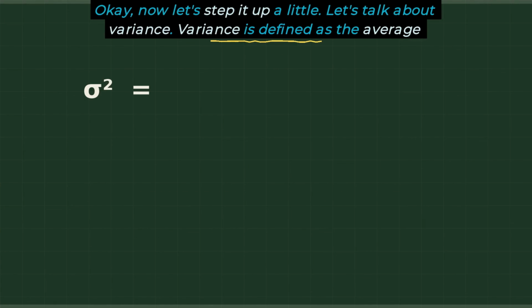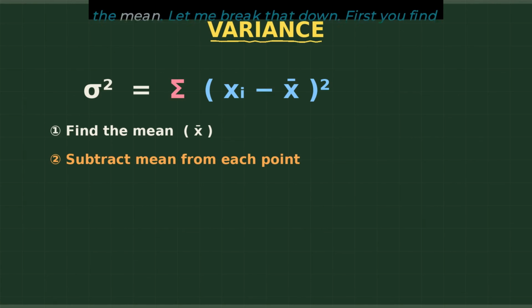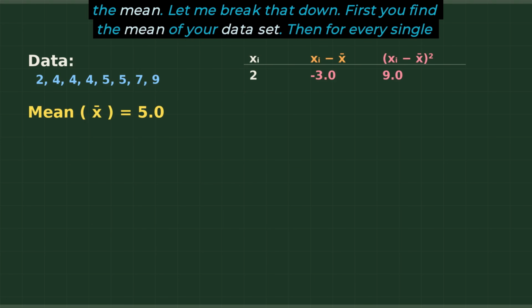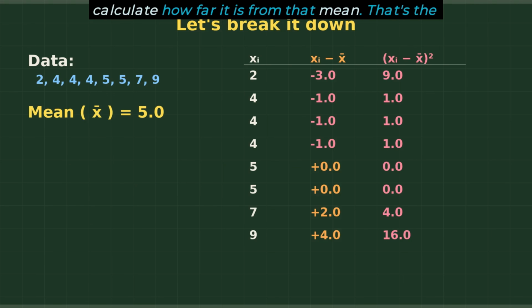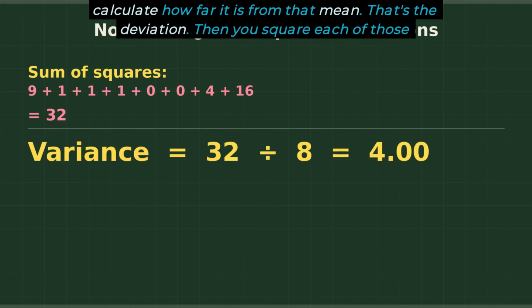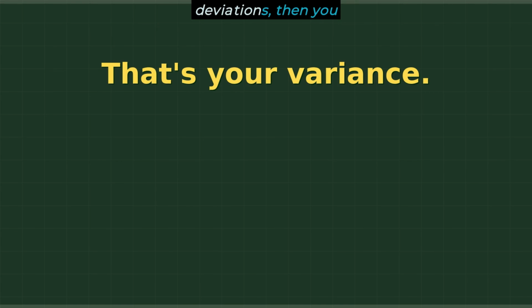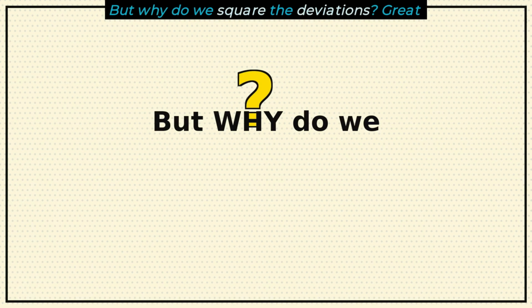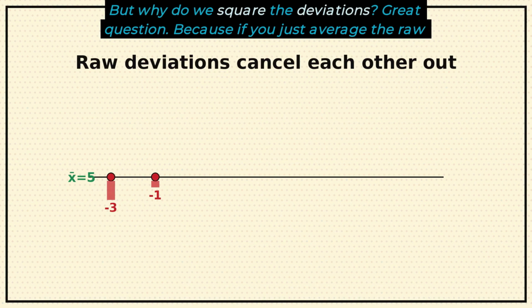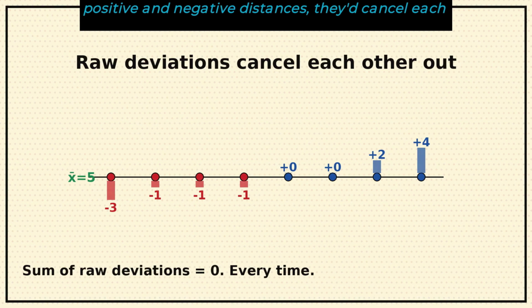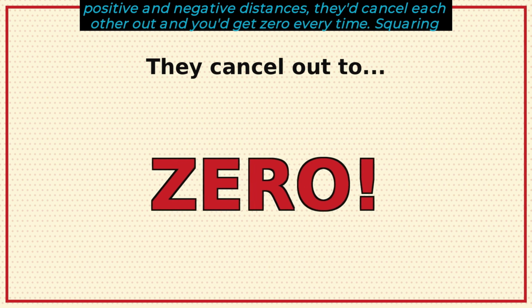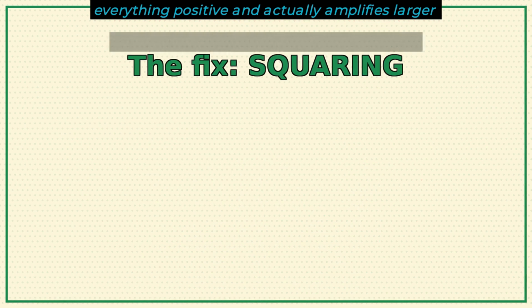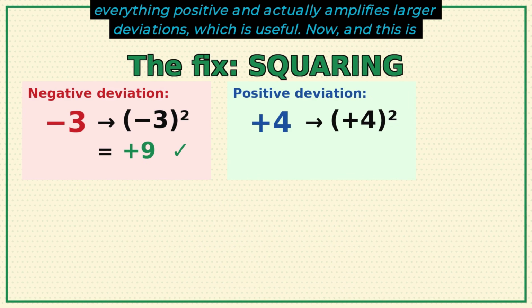Okay, now let's step it up a little. Let's talk about variance. Variance is defined as the average squared deviation from the mean. Let me break that down. First you find the mean of your dataset. Then for every single data point you calculate how far it is from that mean. That's the deviation. Then you square each of those deviations, then you average them all up. That's your variance. But why do we square the deviations? Great question. Because if you just average the raw deviations, the positive and negative distances, they'd cancel each other out and you'd get 0 every time. Squaring them keeps everything positive and actually amplifies larger deviations, which is useful.